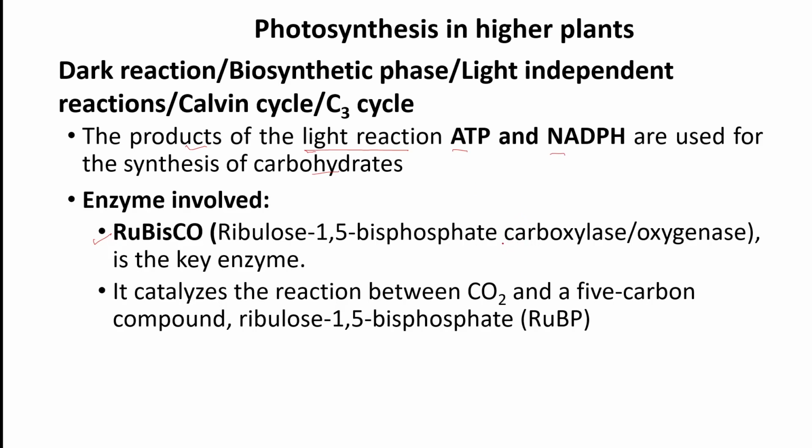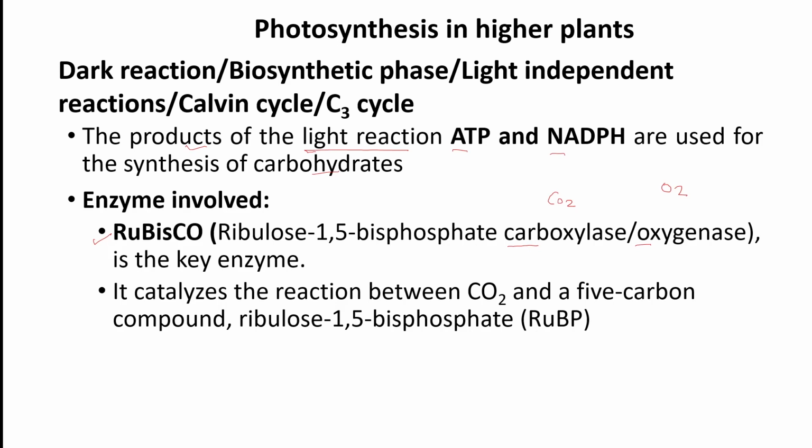So it has two activities. Rubisco enzyme has two activities. First is the carboxylase, second one is the oxygenase. What does this mean? Carboxylase means it can combine with carbon dioxide, whereas oxygenase activity means rubisco can bind to oxygen molecule, leading to the formation of some different product, and that process is known as photorespiration, and we'll be studying about this photorespiration in the next session. Okay, today in this session we are concerned about the carboxylase activity of the rubisco enzyme.